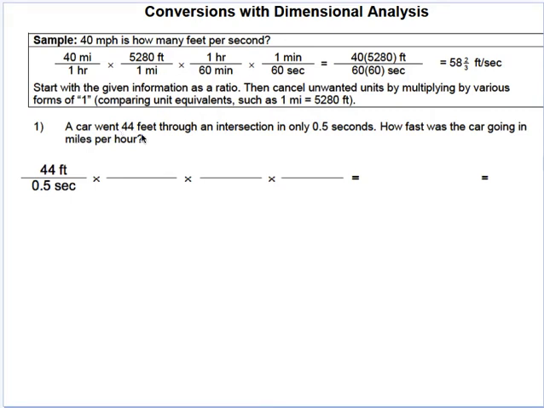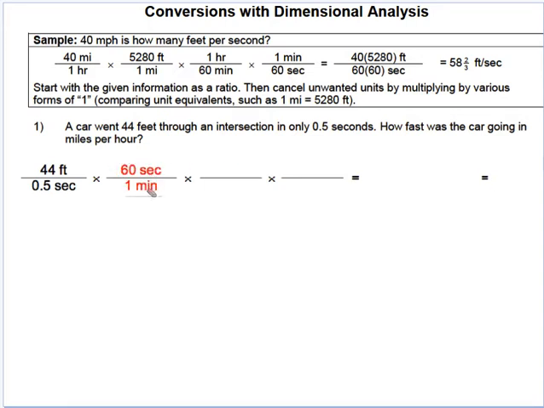All right, so let's look at a scenario. We have a car that went 44 feet through an intersection in only 0.5 seconds. How fast was the car moving in miles per hour? So in order to find the miles per hour, we need to convert the feet into miles and seconds into hours. So you have your proportion set up here, 44 feet per 0.5 seconds. And let's see what we do first. I think it's deal with the time.